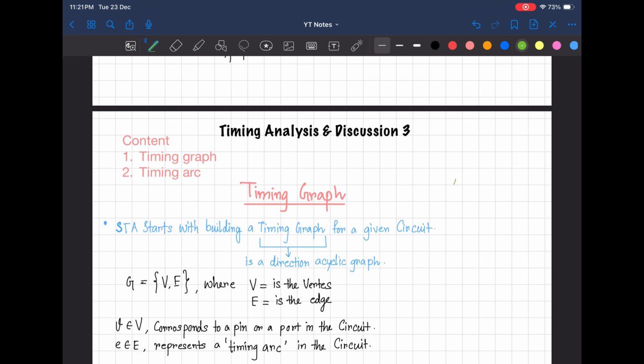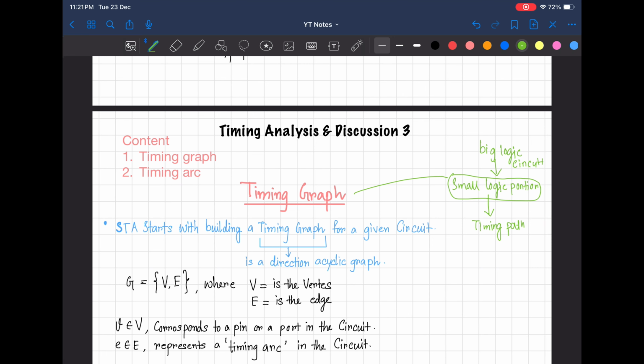Suppose a small logic portion is taken from a big logic circuit that is given to you. From that we define the timing path. This is okay, but the small logic portion we talked about in the last lecture, you need to represent it in the timing graph.